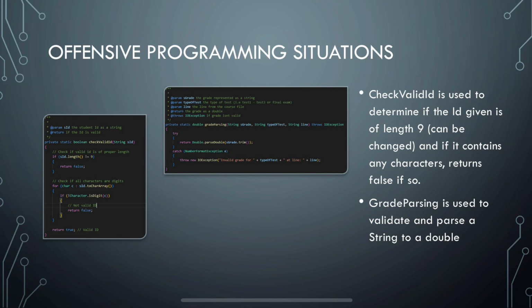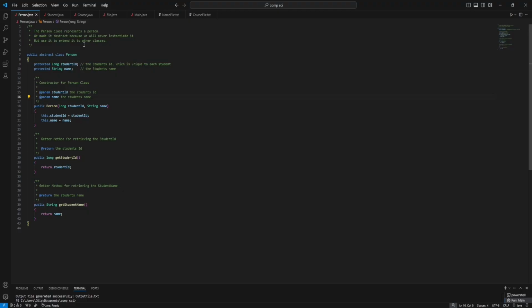Offensive programming here emphasizes rigorous input validation. Check valid ID enforces strict format rules for the ID, and grade parsing ensures reliable conversion, preventing unexpected input errors or crashes.